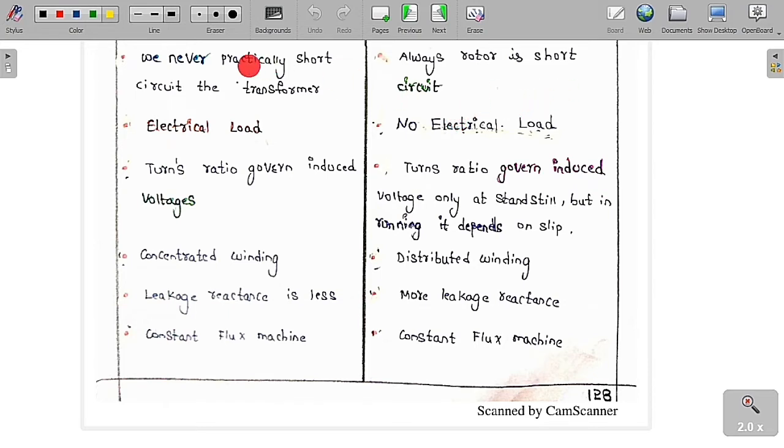Whereas in a transformer, we always keep the load. We never practically do the short circuit, whereas here the rotor is always short circuited.